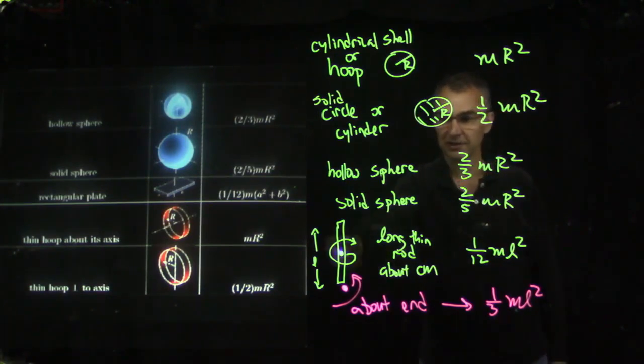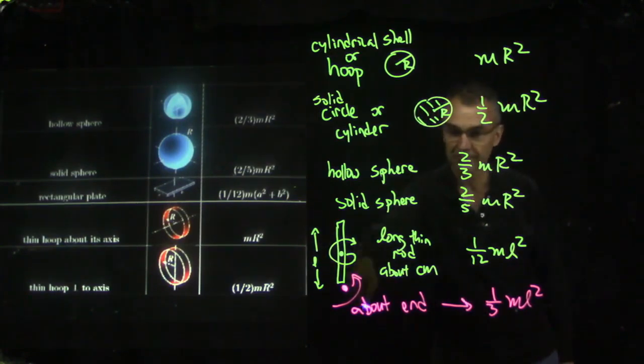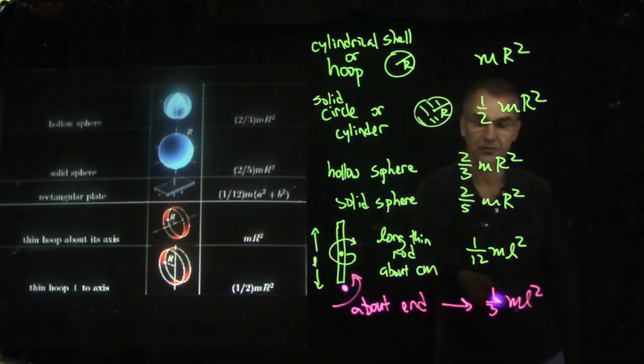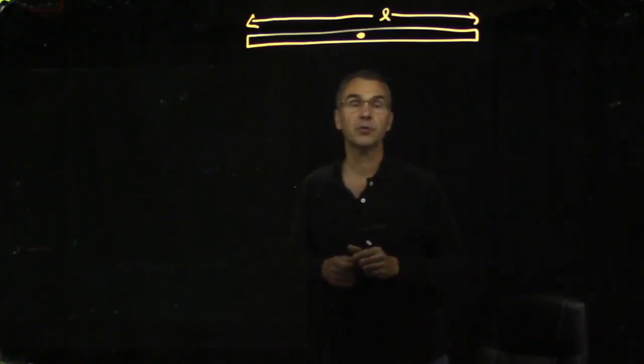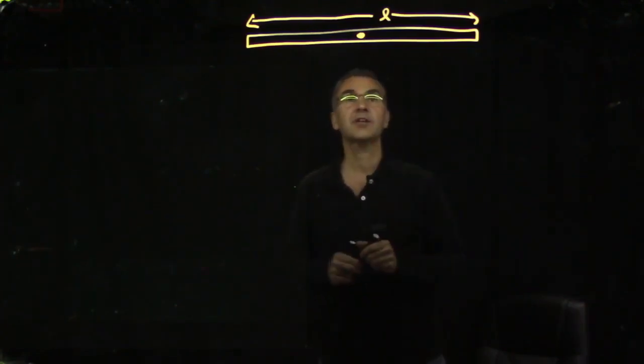A long thin rod, that means that this dimension is much bigger than this thickness. About its center of mass is 1/12 ml squared, where L is the full length. And then if you do the same thing about one end, we saw this, we worked it out, it's 1/3 ml squared.